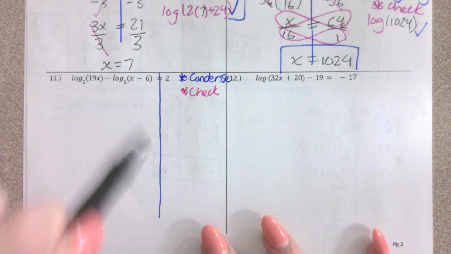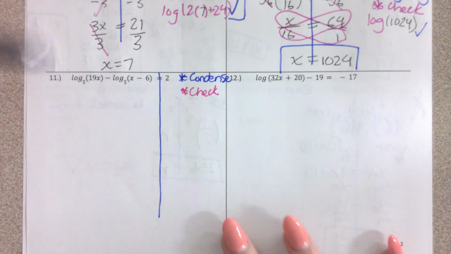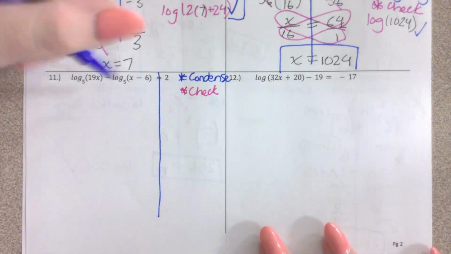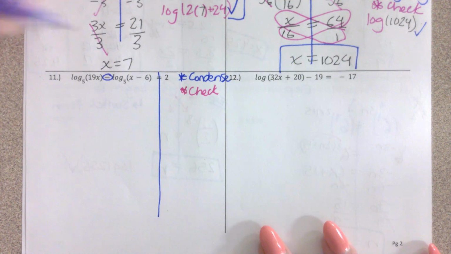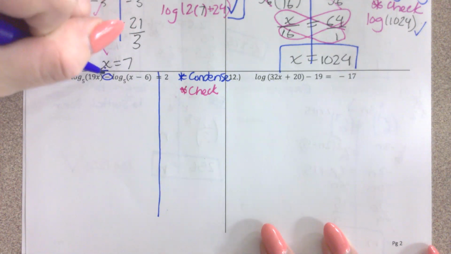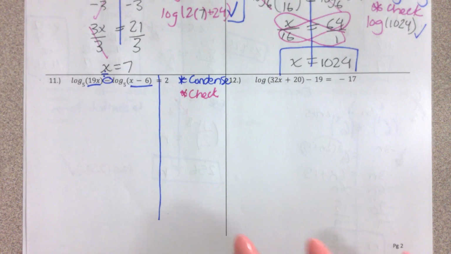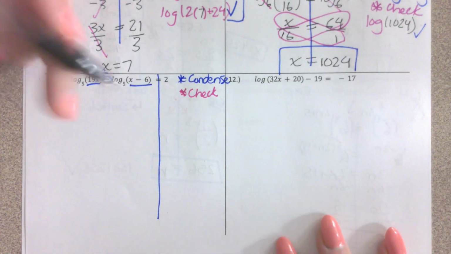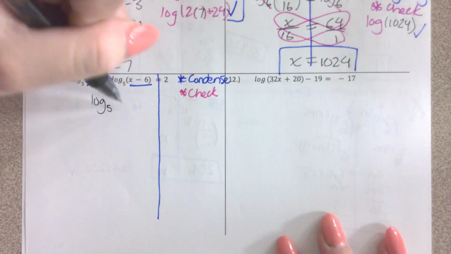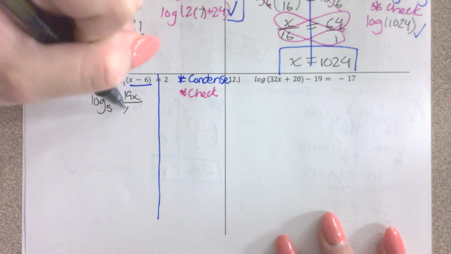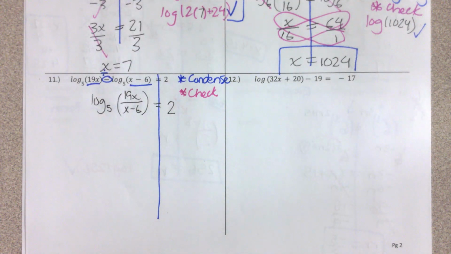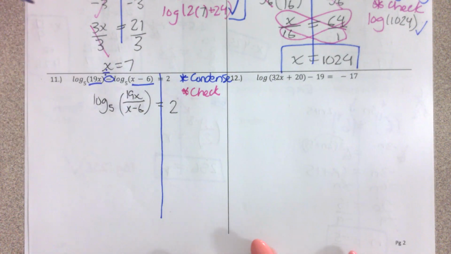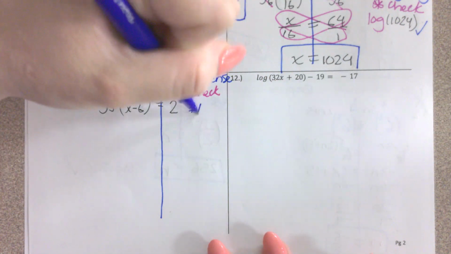Condensing. I have 2 logs, no exponents this time, no numbers in front. So I just have to take care of that minus in between the two. And reminder, all that minus tells me to do is divide my 2 terms. So I will divide the 19x by the x minus 6. Log base 5 of 19x divided by x minus 6 is equal to 2. From here, we've got 1 log, so we can describe what type of equation this is. This is log equals number.